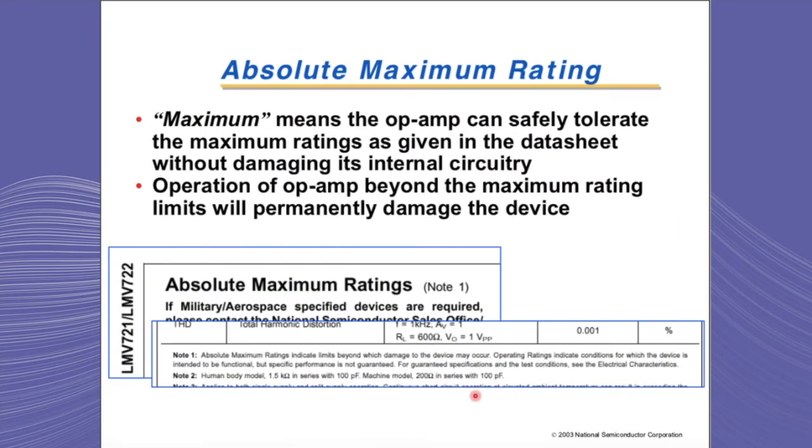The next two parameters we will talk about are actually datasheet limits that play important roles. The first one is absolute maximum ratings. As the term implies, the maximum here refers to the maximum limits under which an op-amp will be able to operate safely. If the op-amp is forced to operate under conditions that exceed the maximum ratings, there will be permanent damage to the internal circuitry of the op-amp. Absolute maximum ratings are usually mentioned in the datasheets.